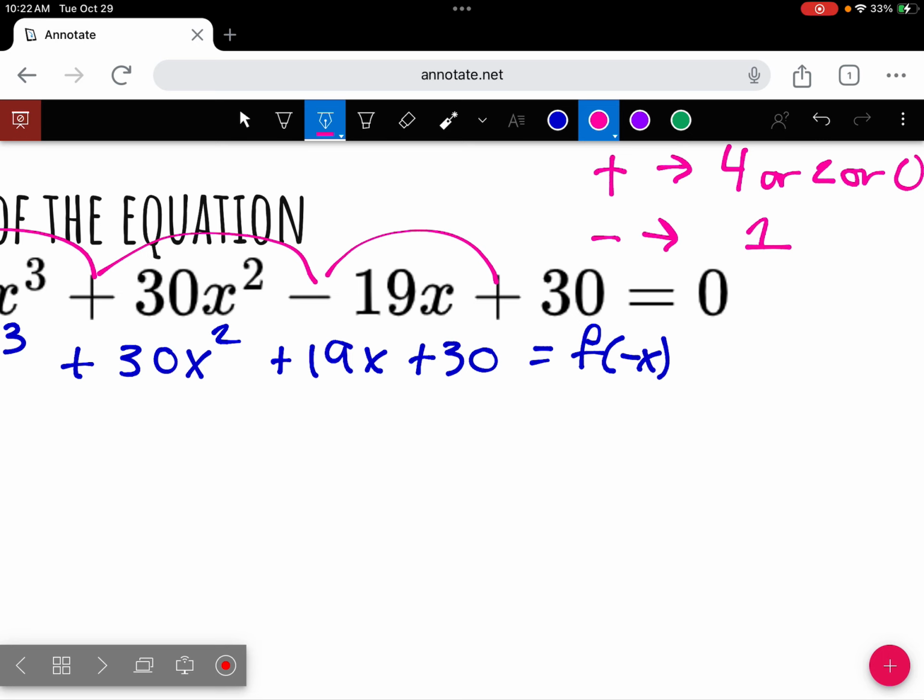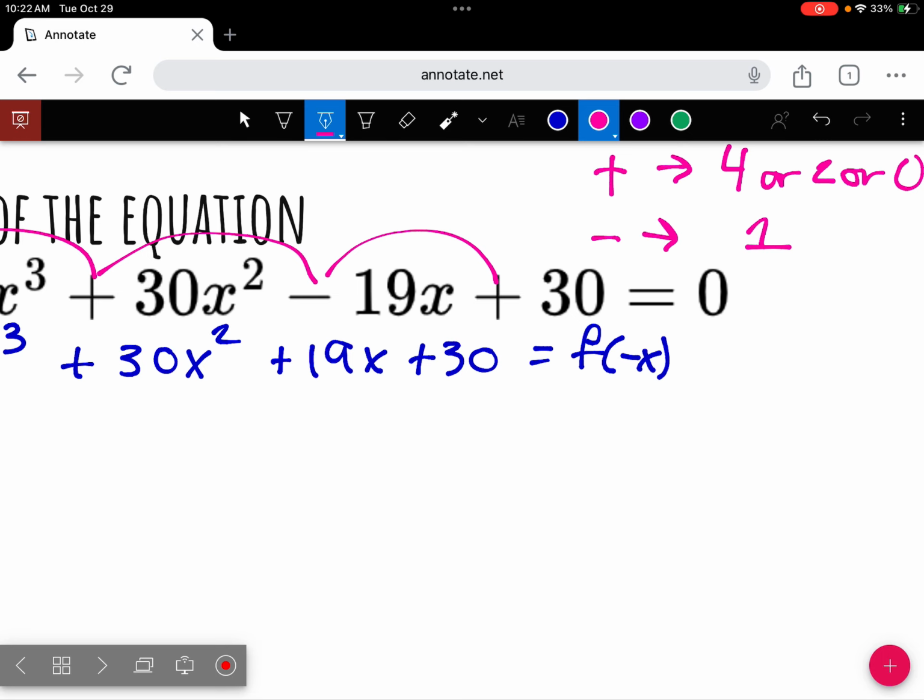So we know we're going to have a total of how many roots? 5. Some may be positive, some may be negative, some may be imaginary. We can use whichever values we want. We just have that up there to help us kind of see our options.